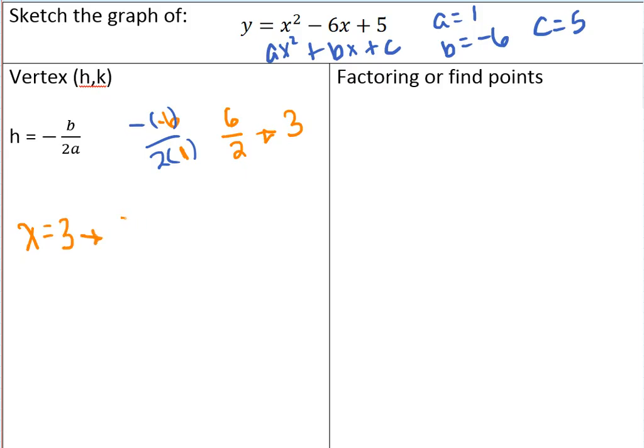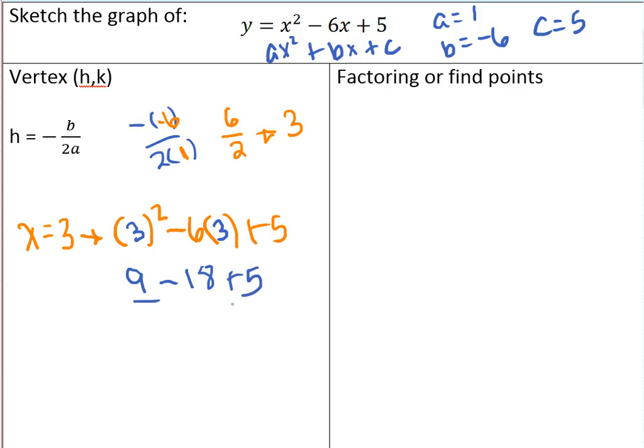Plug that in, we get x squared, leave a space, minus 6x, leave a space, plus 5. We're going to plug in 3. We know 3 squared is 9. 6 times 3 is 18, make it negative, plus 5. 9 and 5 give me 14, minus 18 gives me a negative 4. So my vertex is at 3 and negative 4.